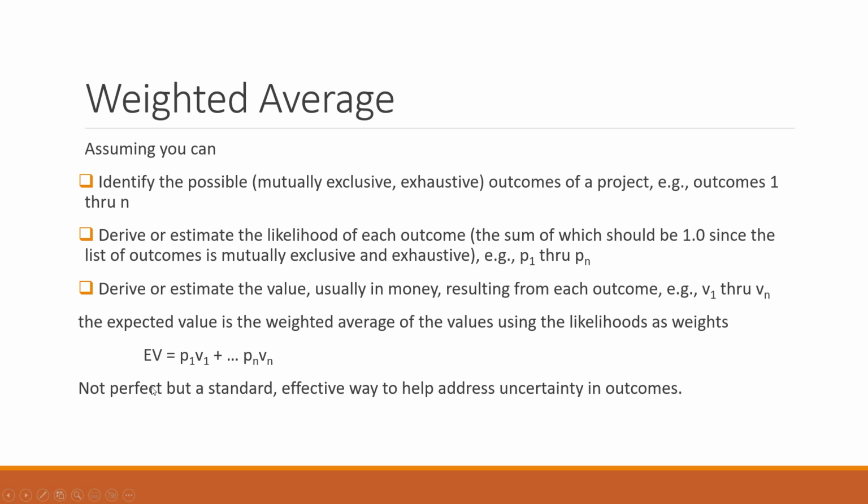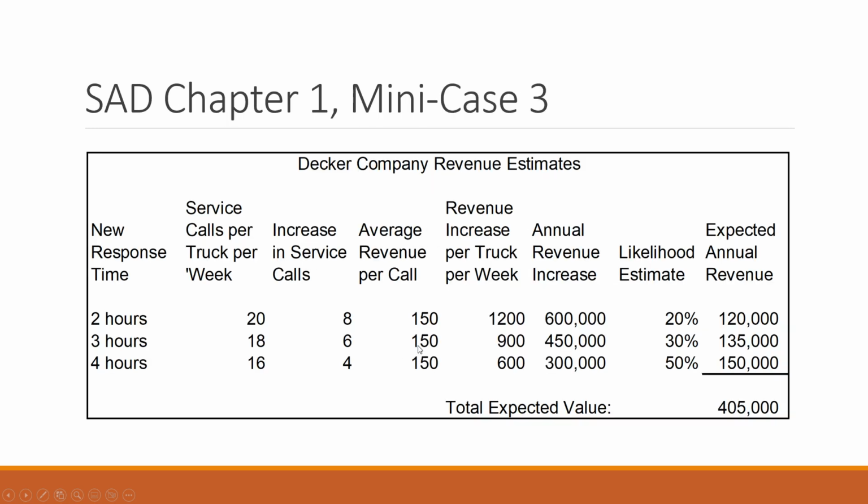Okay, and so that's not perfect. There's some variation that goes on here. Back in the other case, winning 500 isn't quite the same as on average, the minus 0.5, or losing $1 most of the time. But it's a standard effective way to address uncertainty in outcomes. So what's your delivery on this? In one of your problems, I've asked you to look at this Decker Company, their revenue estimates. This is right out of the book.